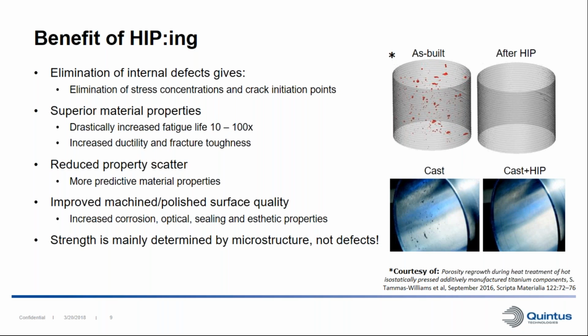One thing I want to point out as well is that strength is mainly determined by microstructure and not defects. So if you're looking to get the HIP process done to increase the strength of your material, you might be disappointed. However, in a modern HIP system, we can incorporate all kinds of heat treatments today. So in that way, we can affect the microstructure and thus affect the strength of the material. But the elimination of defects as such will not be a big contribution to any strength increase.